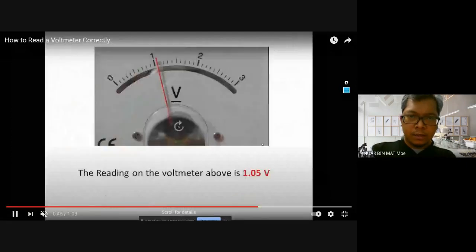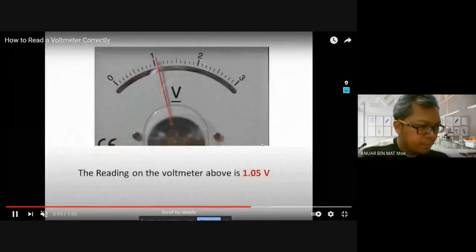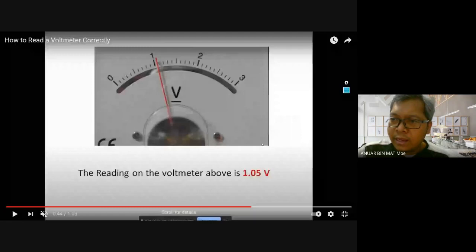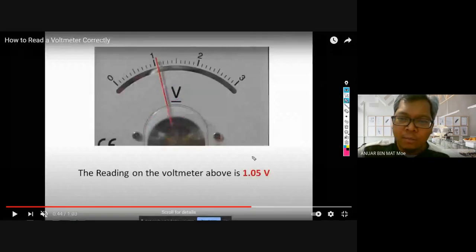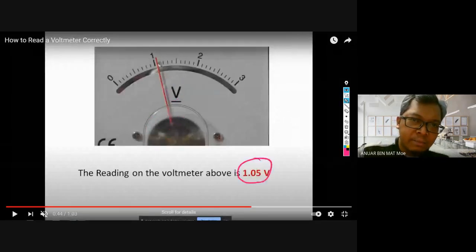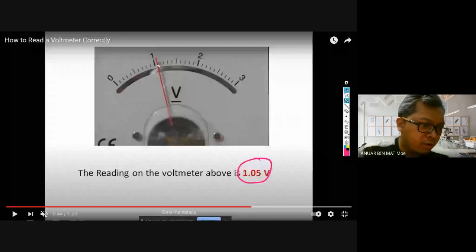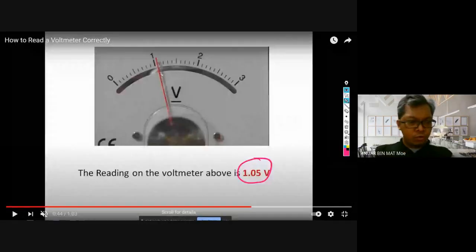Okay, this example, class, what is the reading of the voltmeter right now? Already got the answer here, right? It is about 1.05 volt. If the needle here is about in the middle between 0.1, you just write half, 1.05 volt. So you go back to the workbook here.